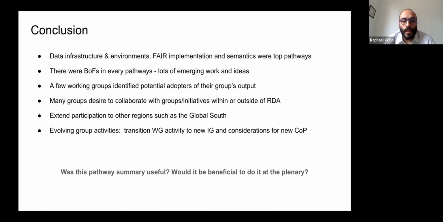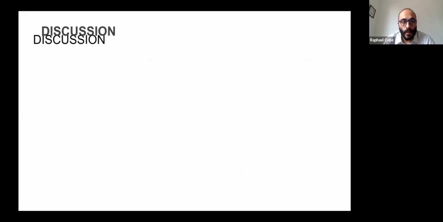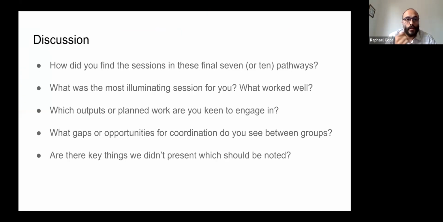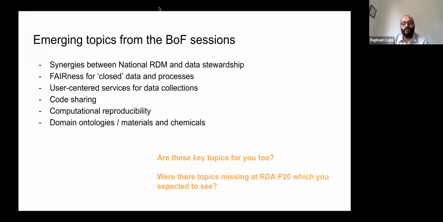So I think the main question would be: was this pathway summary useful? Would it be beneficial to do it at the plenary? This is a question for you. I'm sure that we don't have the time for discussion, so we planned a few questions to generate discussion. Sorry for the background noise. I'm just going to skip the discussion points and open for questions if there is anyone that wants to make any comment. Feel free to raise your hand or just shout out if you'd like.